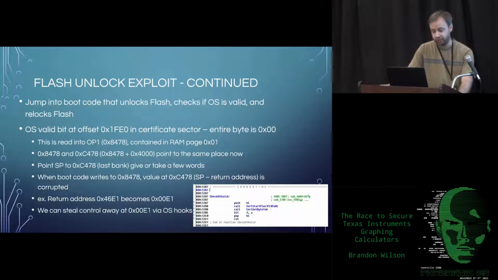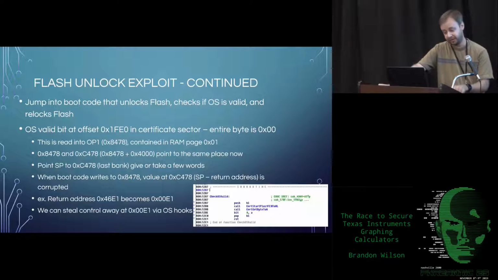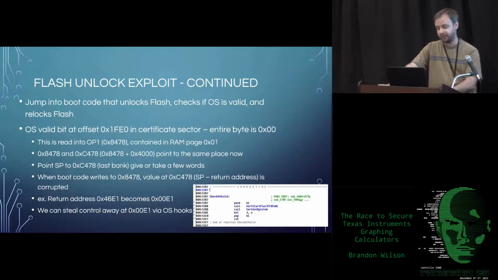So what we can do is jump directly into the boot code at the point that it unlocks flash just before it reads this byte from the certificate. It will read it and store it to an area of system RAM called OP1, which is in the third bank, at address 8478. Since we've just used IO port 5 to swap RAM page 1 into both of the last two banks, writing a 0 to 8478 will also write a 0 to C478, which is exactly 16 kilobytes ahead in the fourth bank.